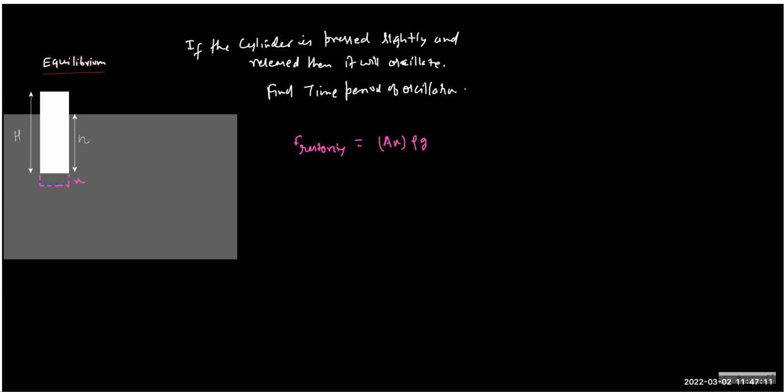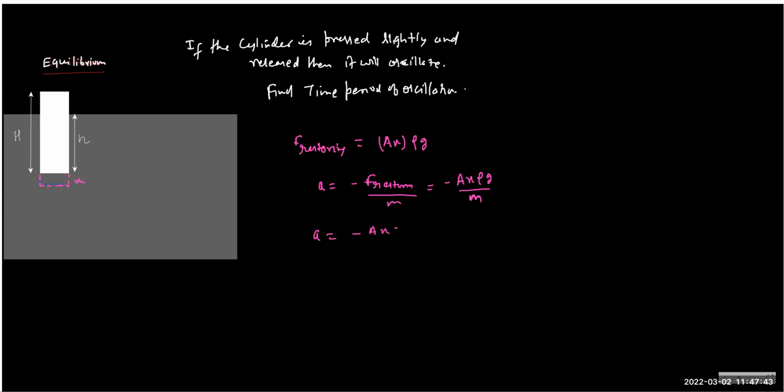And we write acceleration as minus F restoring upon mass. Why minus? Because the displacement and the acceleration are opposite. So it will try to go up when you try to push down. So the tendency of acceleration is upward. That's why we put a minus sign mathematically. So minus A X rho G by M. M is the mass of the cylinder.